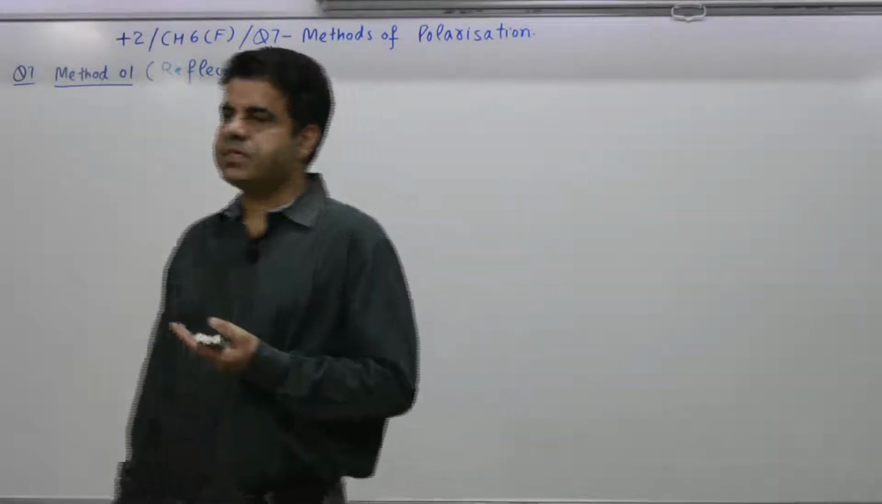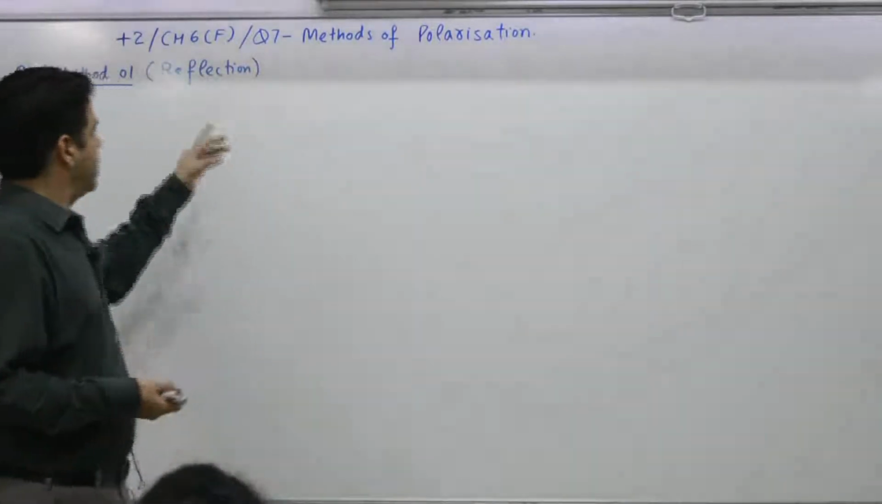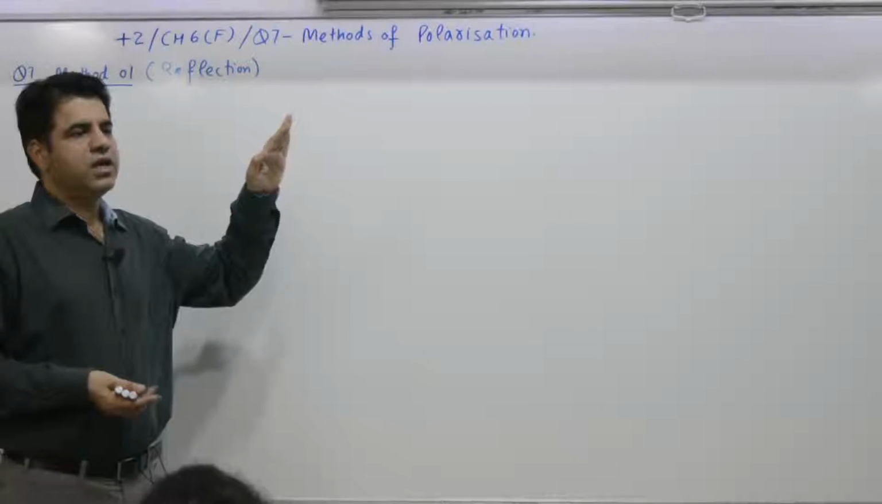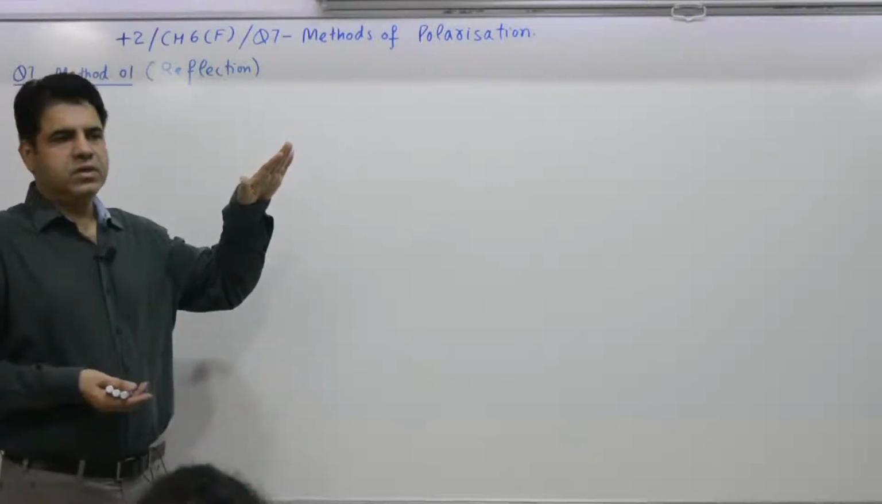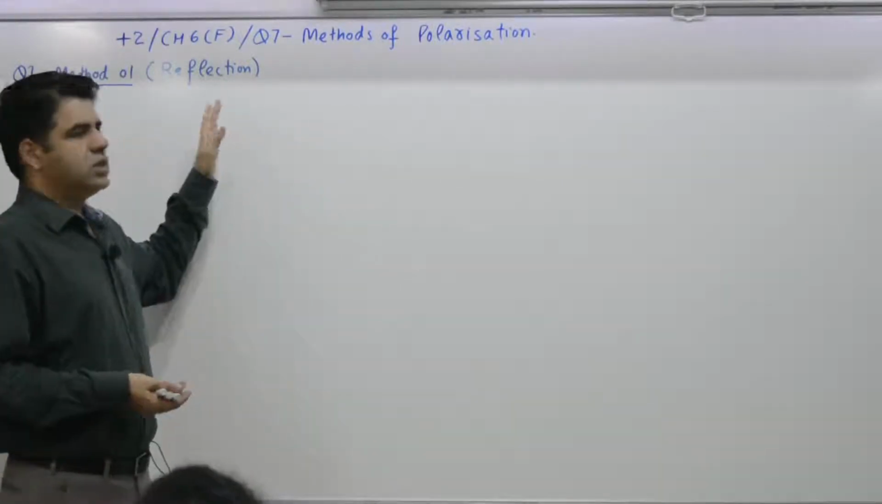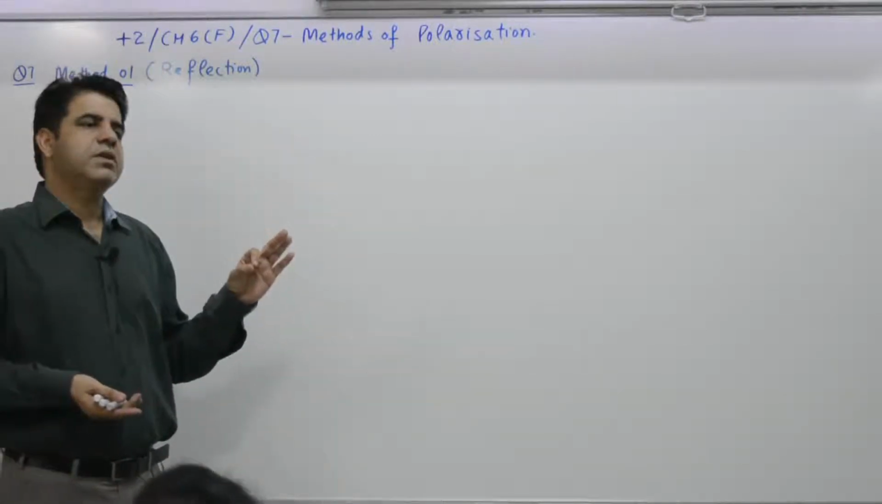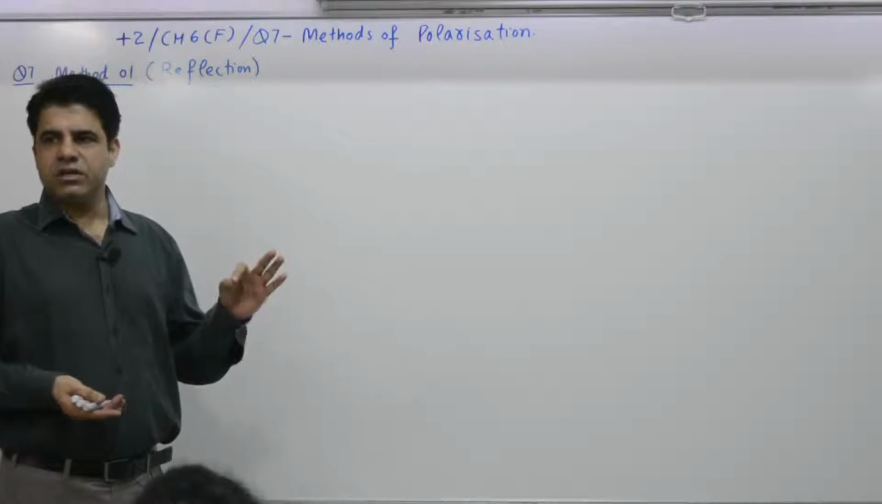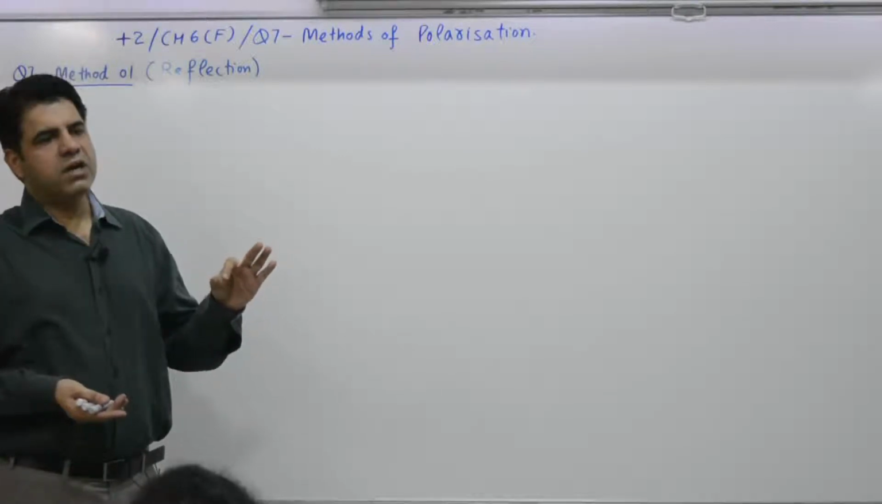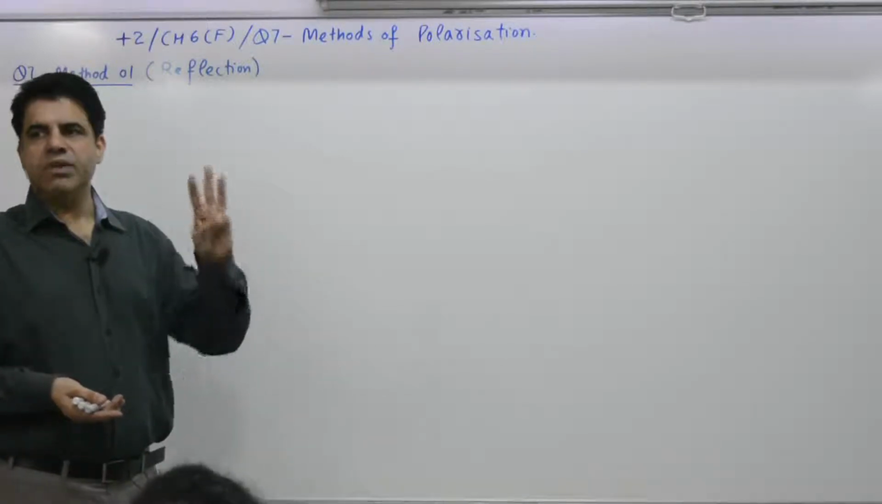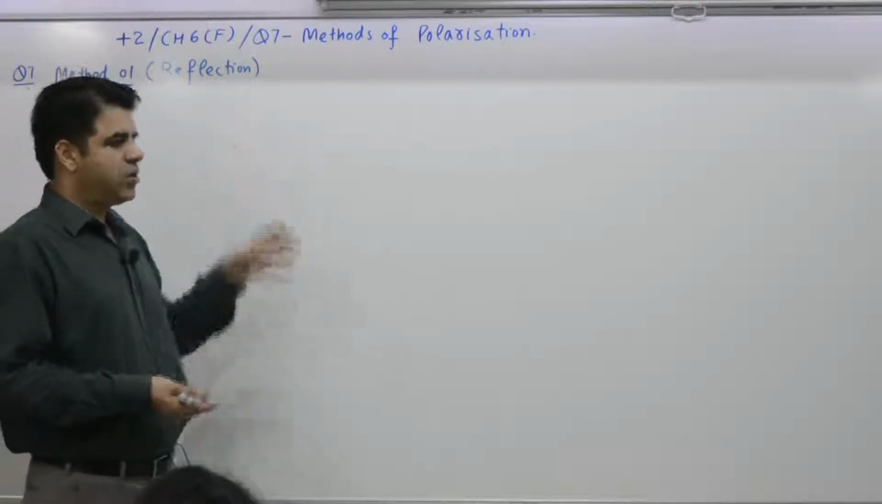So there are 3 methods given. Method number 1 is by reflection. You get a numerical part on this. So method 1 is polarization by reflection. Second method is polarization by scattering. Third is by refraction. There are 3 methods. You have numericals primarily on part 1.